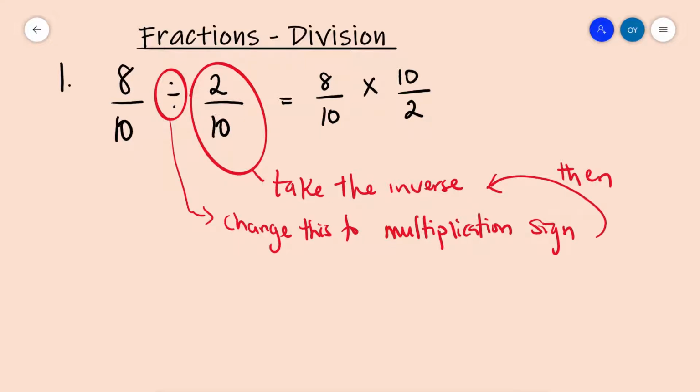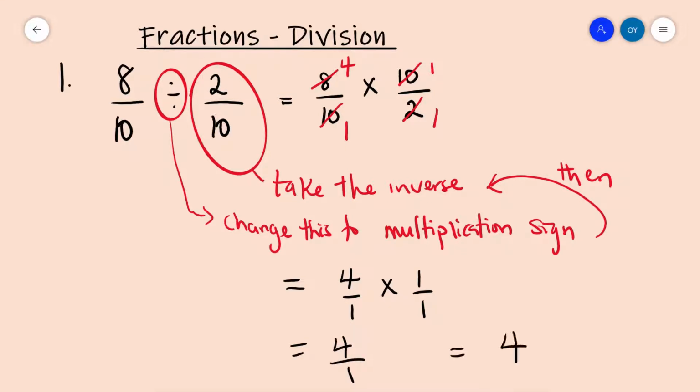So here we go. Here we can divide 10 by 10. The greatest common factor between 10 and 10 is 10. So we divide that and we have 1. Then between 2 and 8, the greatest common factor is 2. That is why we have divided with 2. So now we have 4/1 multiplied by 1/1. And this is 4 divide 1. 4 divide 1 is 4. So the result of this question is 4.